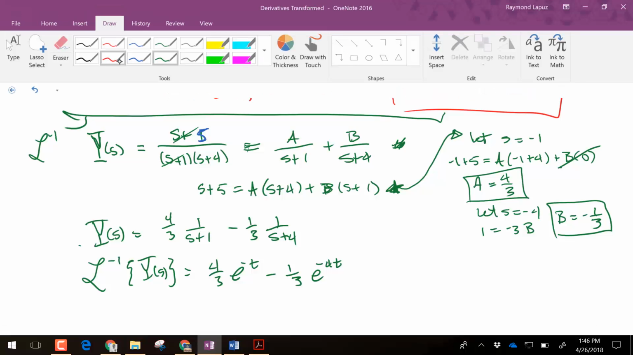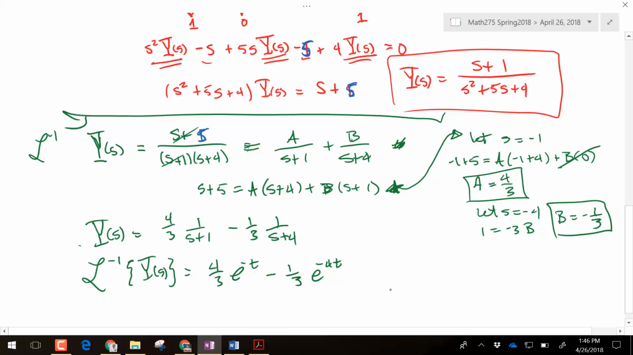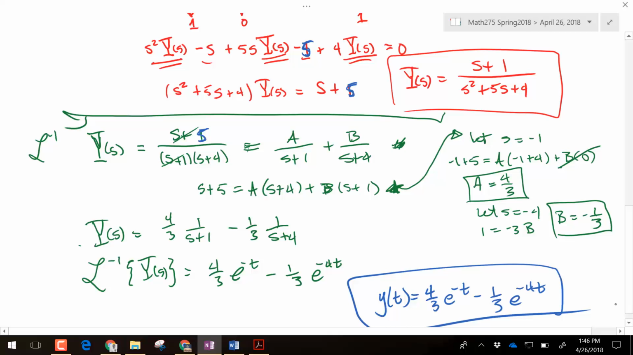Is that right? So back to the real world, our solution is 4/3 e to the -t minus 1/3 e to the -4t. Okay. So this is an example where you actually have to use, yeah, that thing.